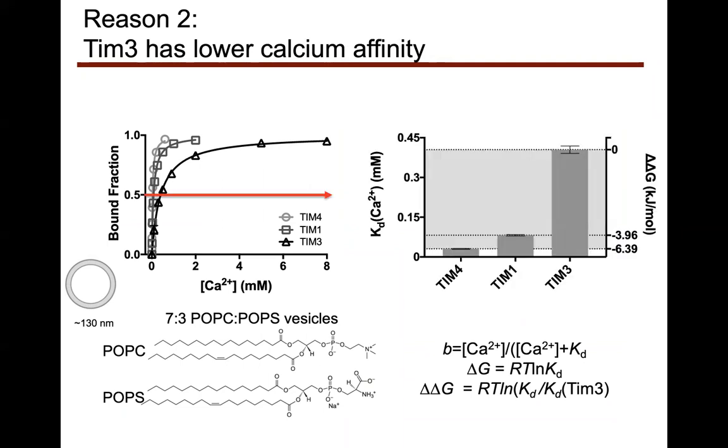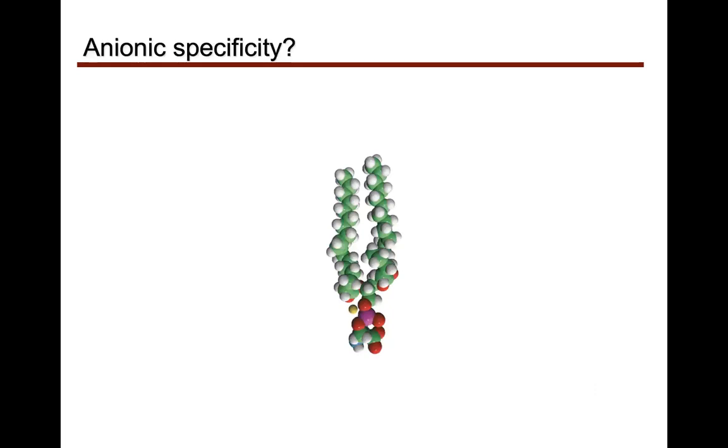The second reason is that TIM3 actually has a lower calcium affinity to the surface. We can see it in this KD curve of the calcium as a function of the three different proteins. And so we have seen the PS specificity that I argued earlier, because in real life cases, PS is used.